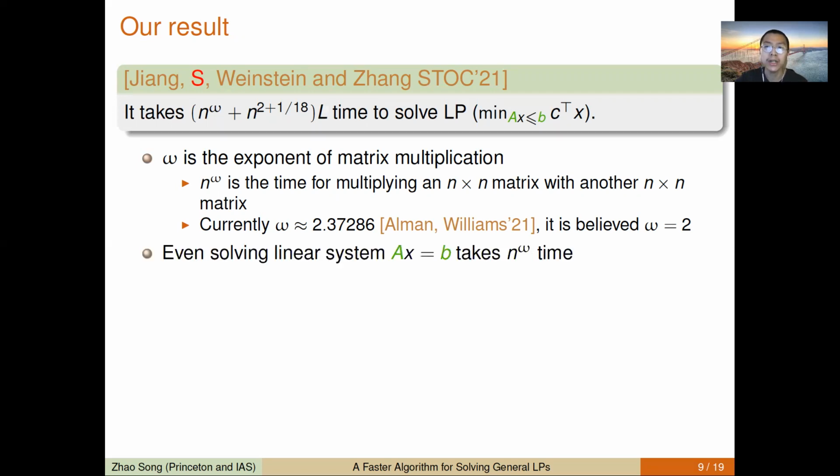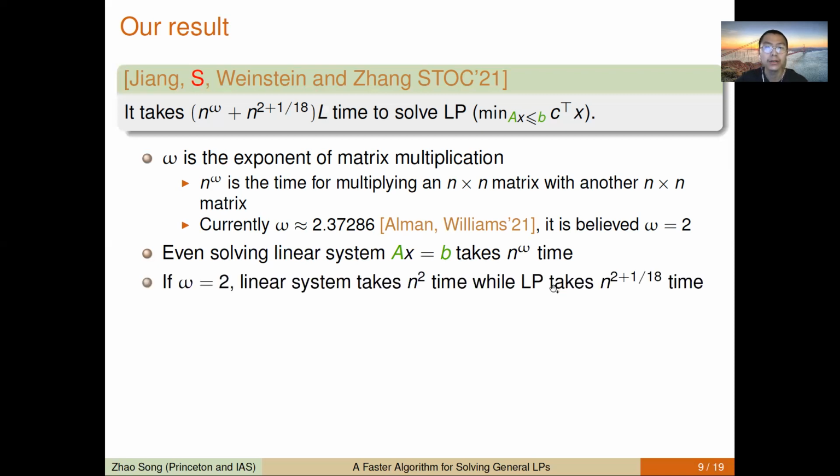I would like to also justify why our algorithm is optimal in some sense, because even if you want to solve a linear system in the worst case, it already takes n^omega time. Solving a linear system means you just want to solve Ax = b without this c transpose x in LP. So if omega equals 2, a linear system takes about n squared time. However, LP will stop at n^(2+1/18).